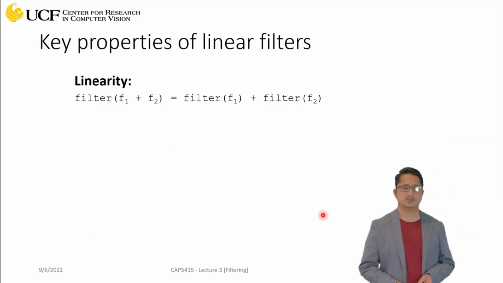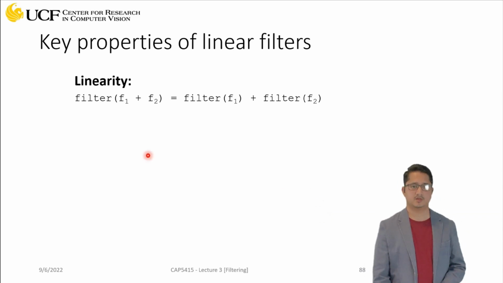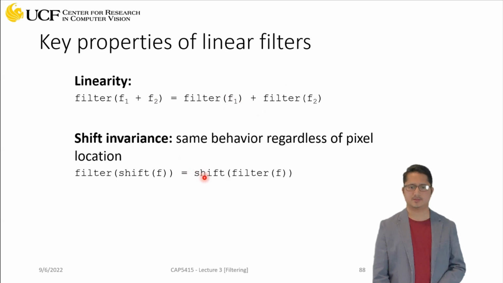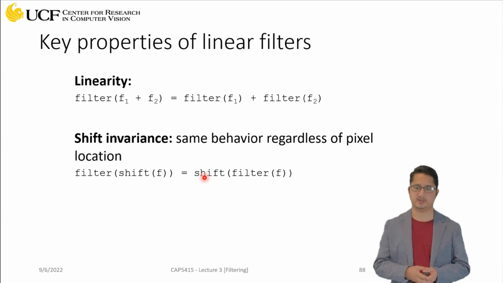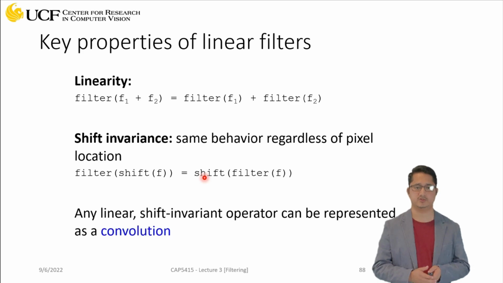Okay, so some key properties of linear filters. If we add the filters, that's similar to performing filtering on the first and then adding later. It's also shift invariant, which means it doesn't matter where your pixel is located, the output is not going to change. You can shift your image first, perform filtering, shift back again. So shifting is not going to change your output. This is important because if you have an operator which is linear and shift invariant, you can represent that as a convolution operation.